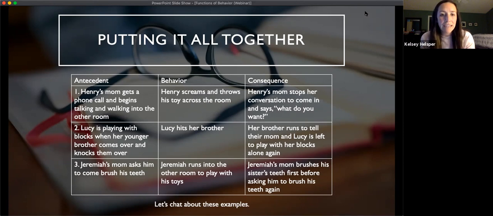So, lastly, Jeremiah's mom asks him to come brush his teeth. Jeremiah runs into the other room to play with his toys. And then Jeremiah's mom brushes his sister's teeth first before asking him to brush his teeth again. So, different question here. What do you think Jeremiah is trying to get out of this situation? Yep, somebody said more time to play.